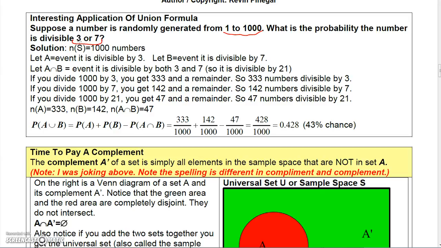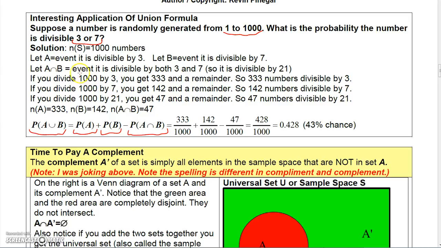So A would be the numbers divisible by 3 and B would be the numbers divisible by 7. So basically what we have to do to find the probability of A union B is find the probability of A divisible by 3 plus the probability of B divisible by 7, and then subtract the probability of a number being divisible by both 3 and 7. But if a number is divisible both by 3 and 7, then it must be divisible by 21.